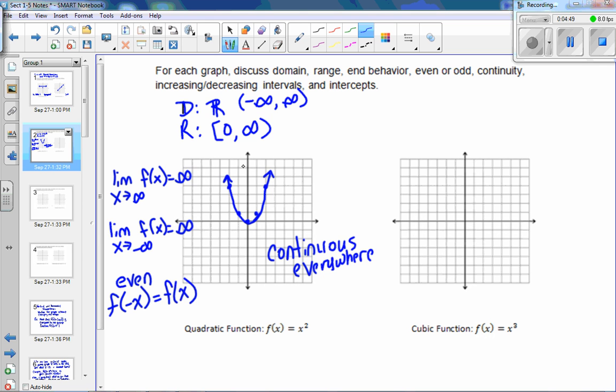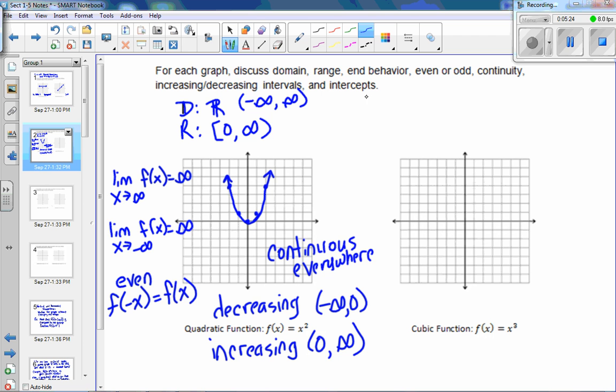Increasing and decreasing. Well, we can see that it is, again, from left to right. When you first start off going left to right, you're falling first, so it's decreasing, and then you're increasing. So we could say it's decreasing from negative infinity to the vertex, which is 0. Remember, it's about the x values. When you talk about the interval where it's decreasing or increasing, you're reporting the x values. And it's increasing from 0 to infinity.